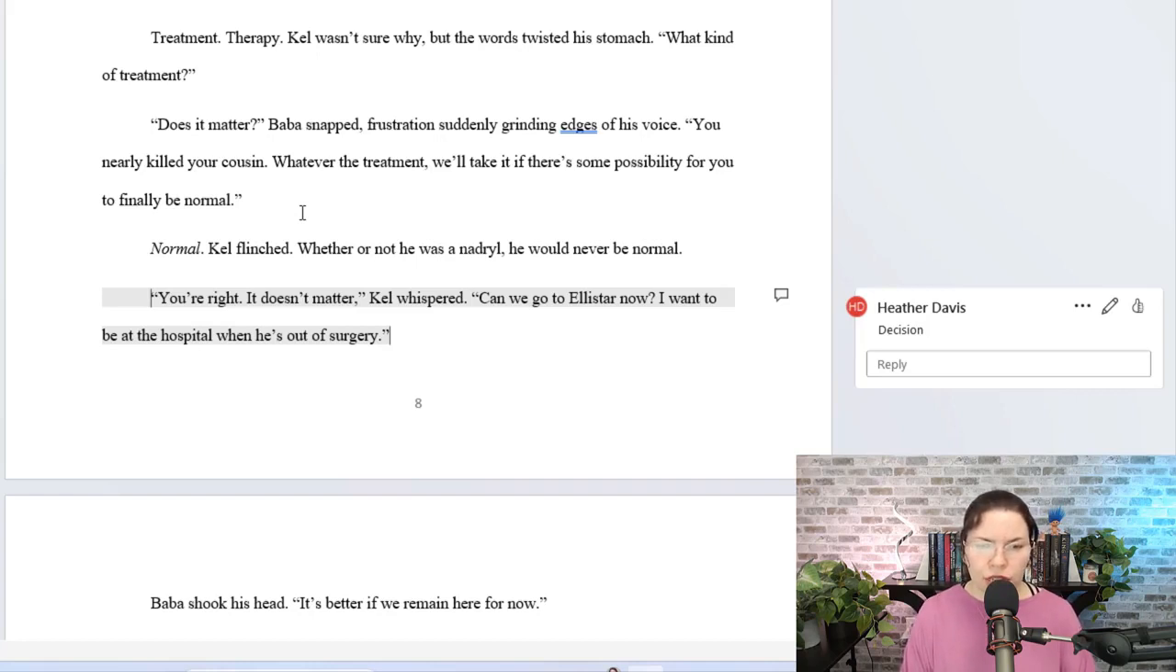Normal. Kel flinched. Whether or not he was a Nodril, he would never be normal. "You're right. It doesn't matter," Kel whispered. "Can we go to Elistar now? I want to be in the hospital when he gets out of surgery."